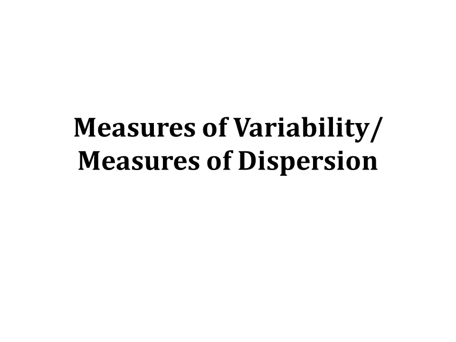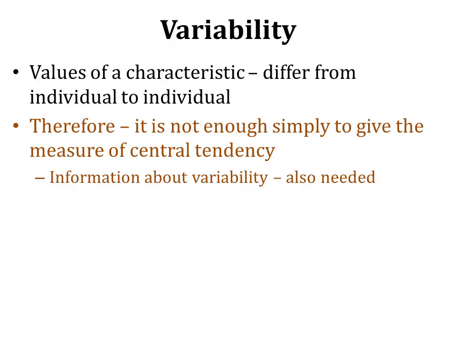So in statistics, not just the measures of central tendency or measures of location are important. It's also important to measure the variability, or to calculate the measures of dispersion. So what is variability? Variability is important because the values of a characteristic differ from individual to individual, and that is the very basic reason we use statistics, because there is nothing absolute.